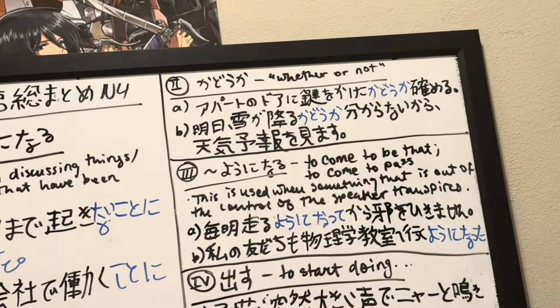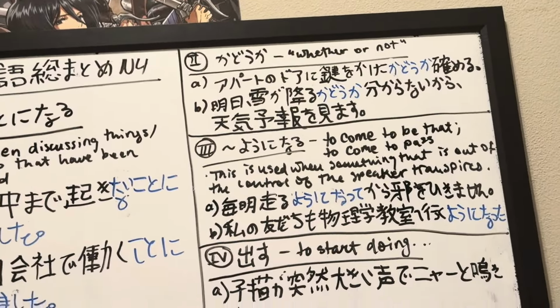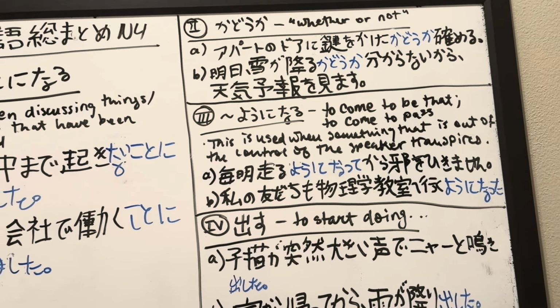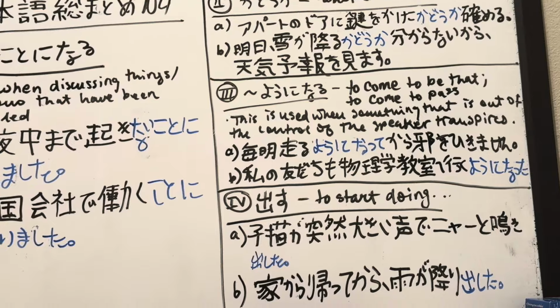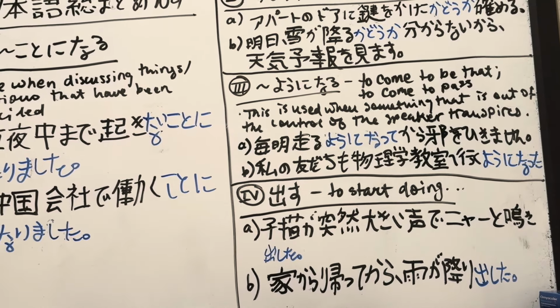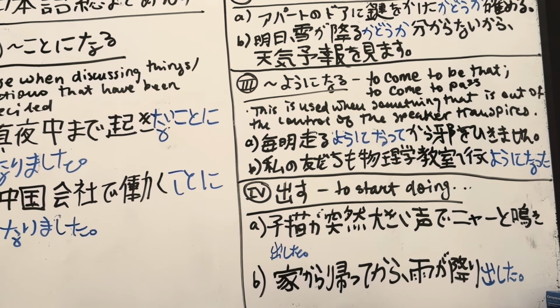So we have koto ni naru, ka do ka for discussing whether or not we want to do something, yo ni naru for discussing things that come to be or come to pass, and then dasu, which is used to start doing a certain thing.